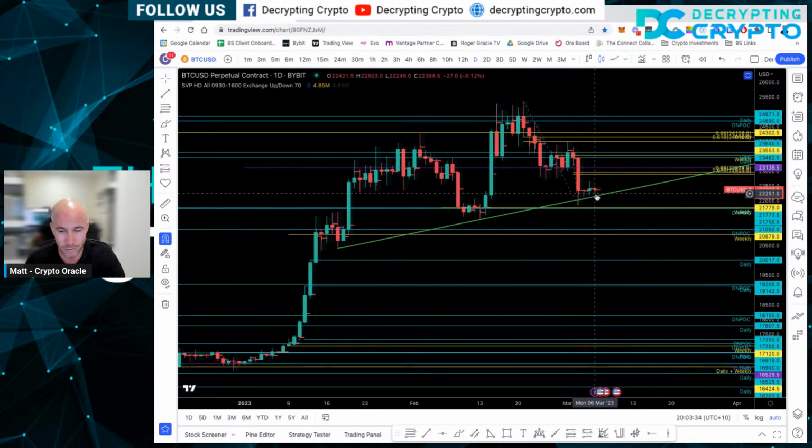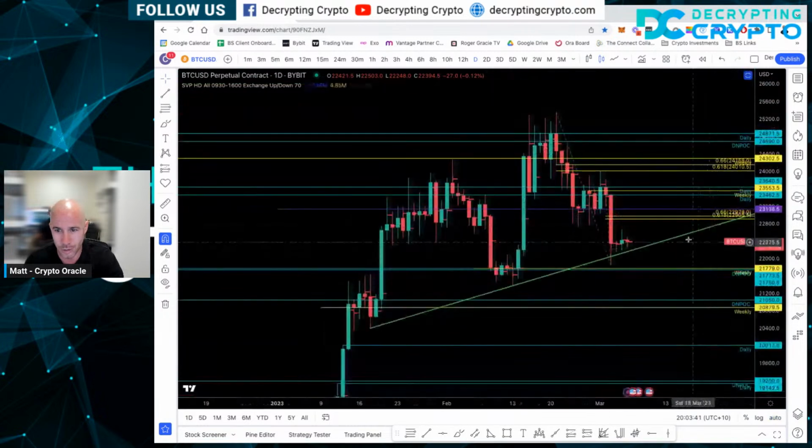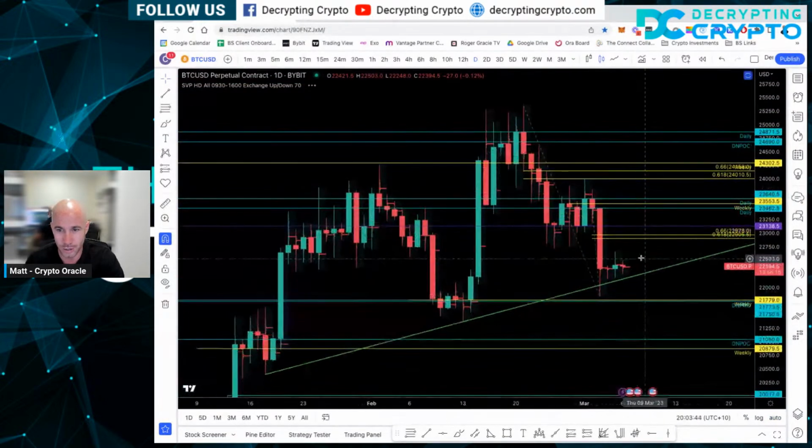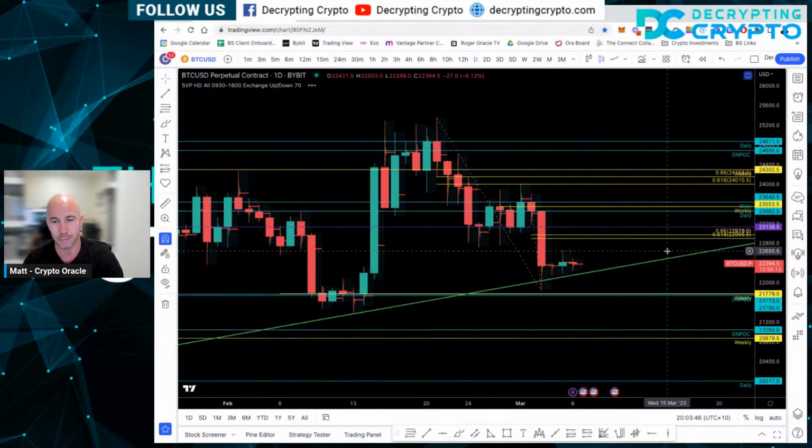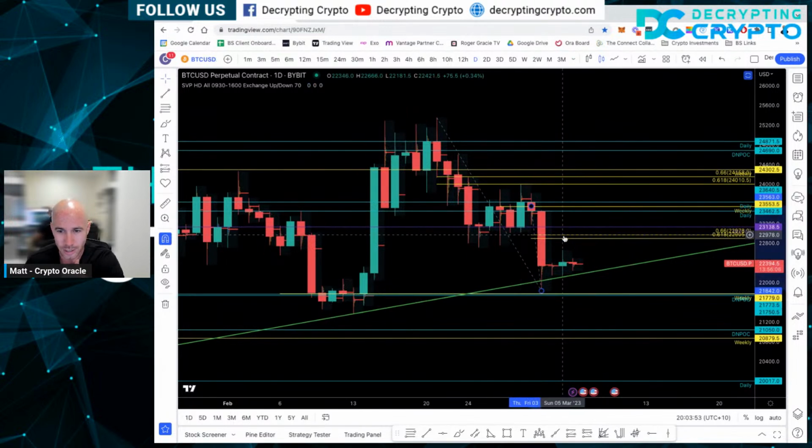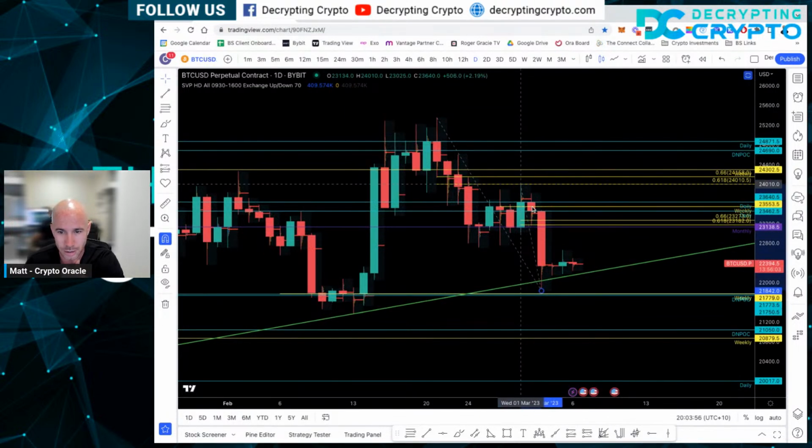If we do break down from here, I do think we're going to come down. Maybe we just wick below this trend line that we have and then push back up. And if we don't, where I'd see a bit of weakness from Bitcoin firstly is this Fibonacci retracement from this local peak on the 1st of March to the current low. If I click on it, you can see, there we go. We have the monthly and the Fibonacci golden pocket above us at $23,138. So that'll be the first test.